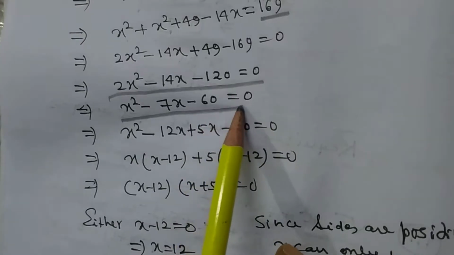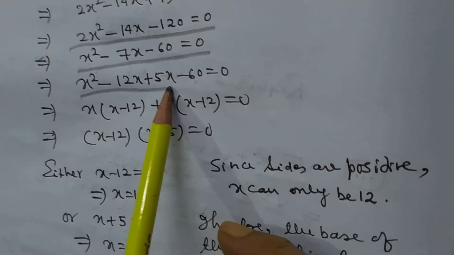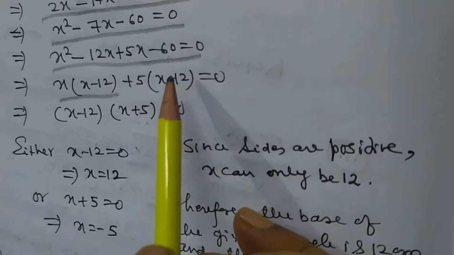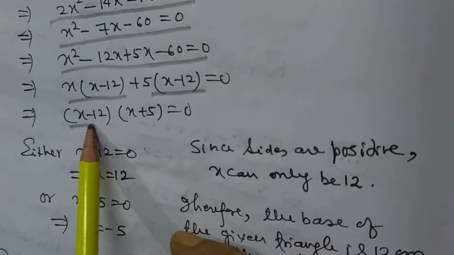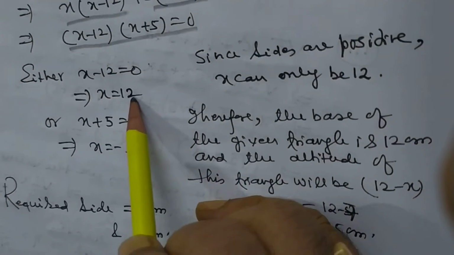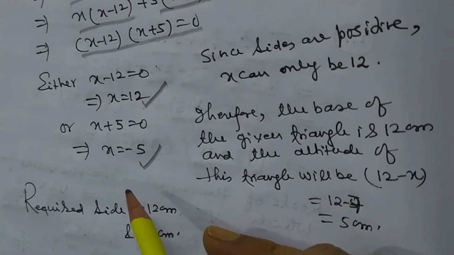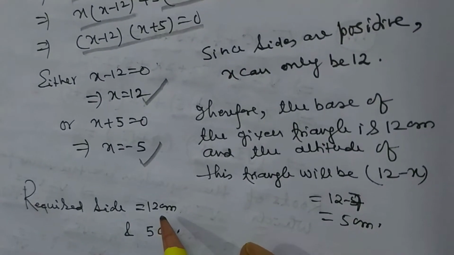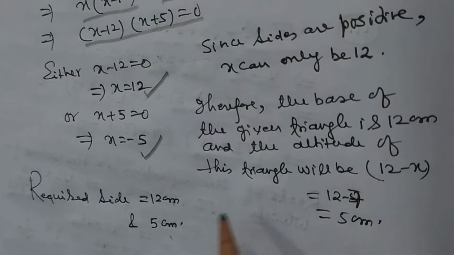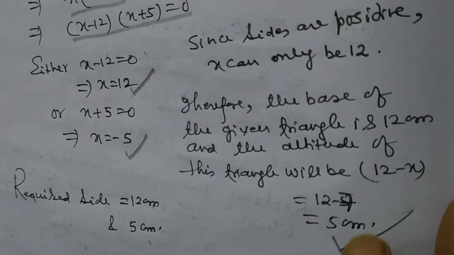It will be x square minus 7x minus 60 is equal to 0. And it will be x square minus 12x plus 5x minus 60 is equal to 0. Taking common x minus 12, taking common 5, x minus 12. So x minus 12 into x plus 5 is equal to 0. Either x minus 12 is equal to 0, x is equal to 12, or x plus 5 is equal to 0, x is minus 5. So the required sides are x is equal to 12 and 5 centimeter. 12 minus 7, that is 5 centimeter. So in this way, we can solve this problem.